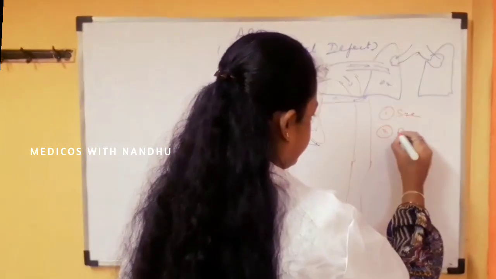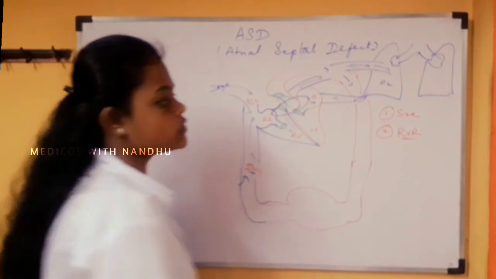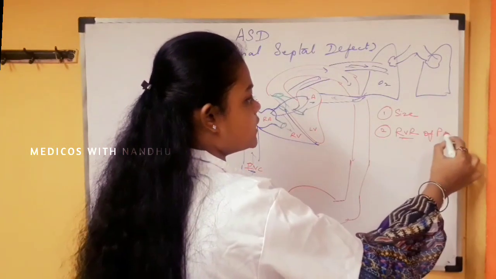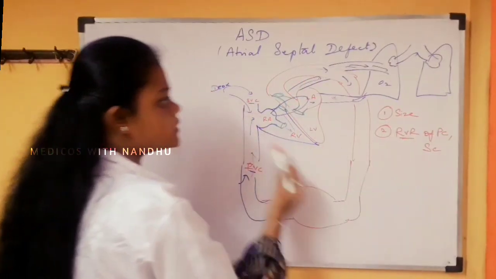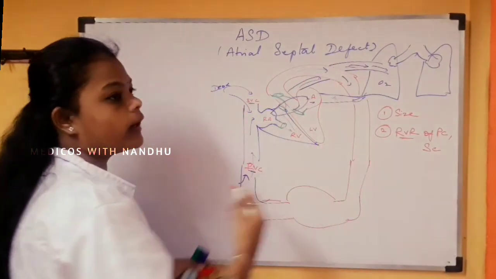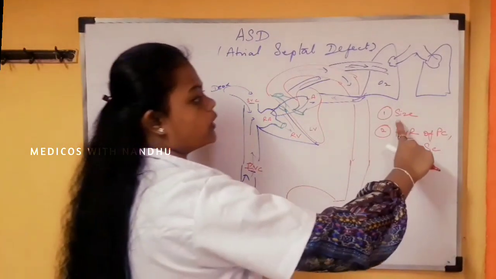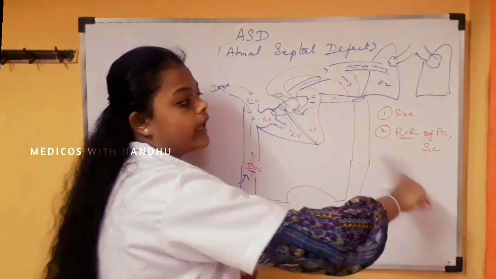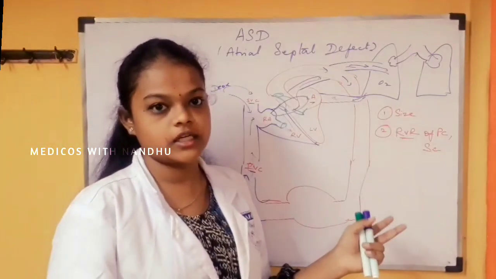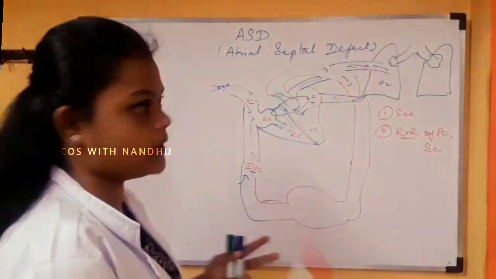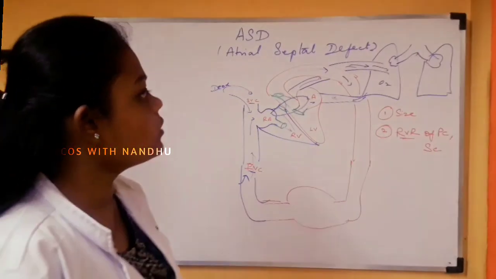It also depends on the relative vascular resistance of the pulmonary circulation and the systemic circulation. So there can be a reversal of the shunt. So the shunt depends on the size of the defect and the relative vascular resistance of the pulmonary and systemic circulation.